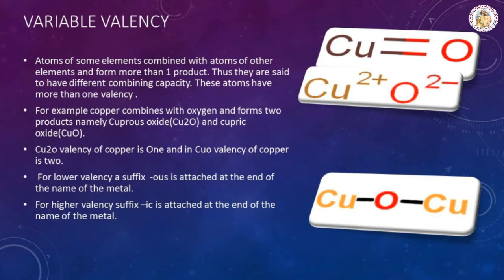For lower valency, a suffix OUS is attached at the end of the name of the metal. For higher valency, a suffix IC is attached at the end of the name of the metal. Sometimes Roman numerals such as 1, 2, 3, 4 indicated in parentheses, followed by the name of the metal can also be used.